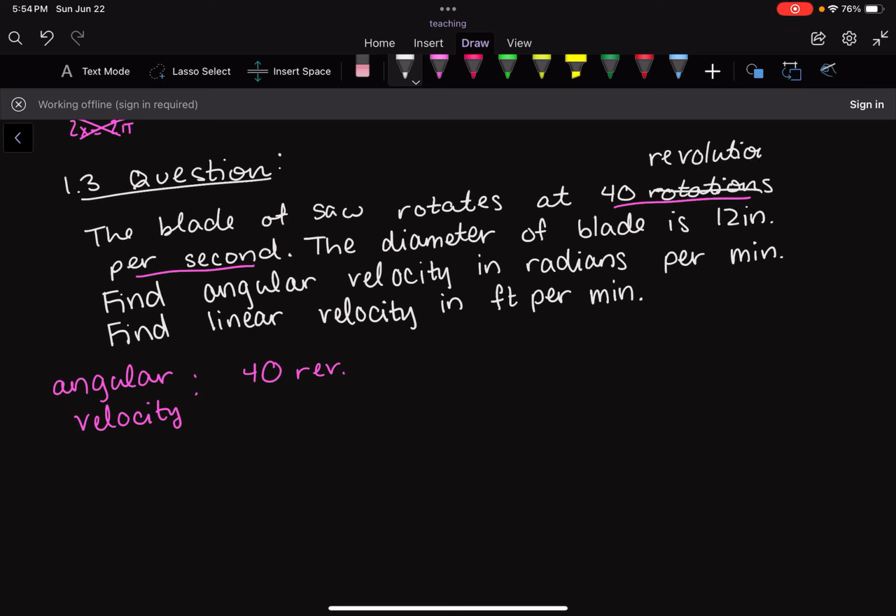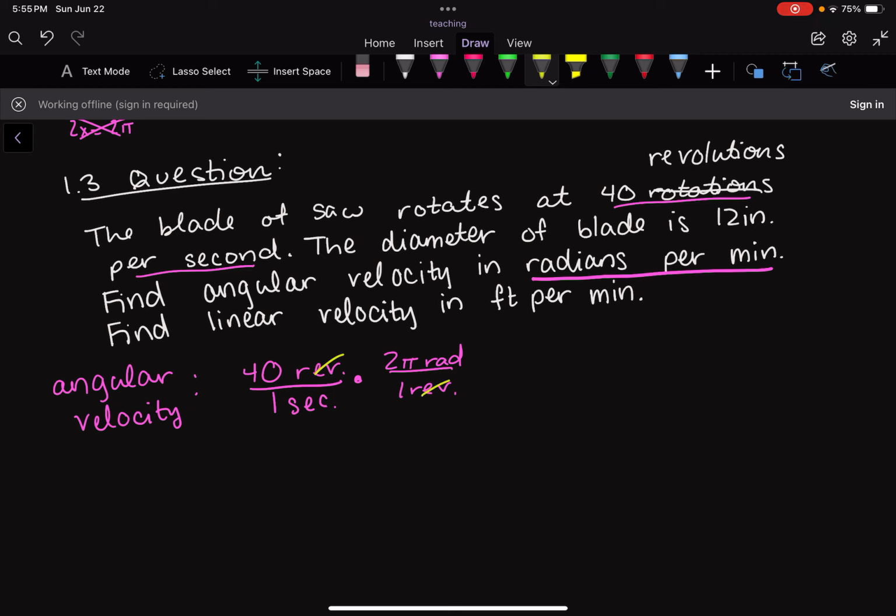Revolutions. So sorry, I said rotations. I try to keep it consistent with the test and the homework problems. So I just changed this problem from a MyMathLab problem. It's 40 revolutions per 1 second, and I'm trying to get this in radians per minute. So to get revolutions to radians, I have the conversion that 2 pi radians is 1 revolution.